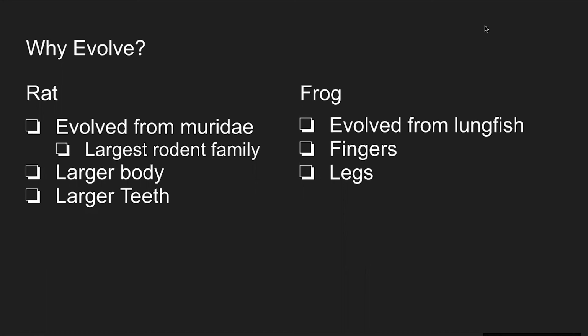It can be theorized that Rattus rattus, which are black rats, and Rattus norvegicus, which are brown rats, grew to be larger and stronger than the Muridae to better survive in their move to Norway. Their further developed teeth and larger bodies opened up their available prey and made it easier for them to fend off predators. In the case of the frog, they evolved from lungfish.